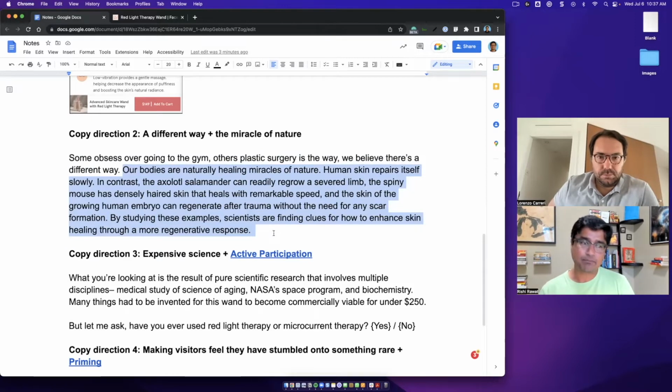So I want to really make the body stand out like this amazing thing. Human skin repairs itself slowly. So I'm trying to show that, okay, while it's a miracle of nature, the human skin repairs itself.